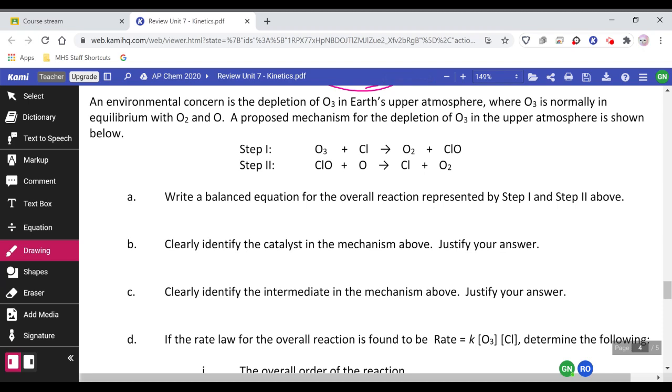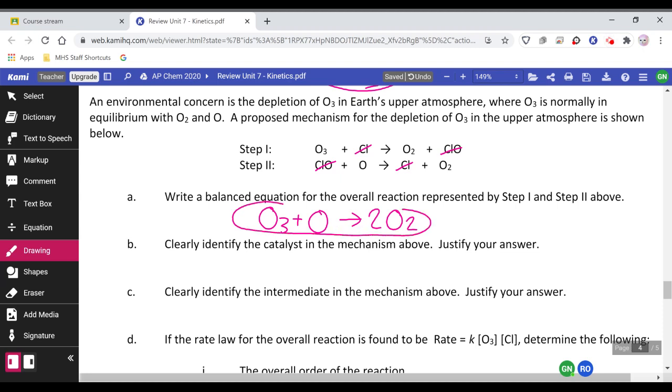So we want to, just like we did last time, cross out anything we can. We can cross out our chlorine. And that looks like all that we can cross out. So we're left with O3 plus O yields... Now, since they said it's in equilibrium, we would want to draw an equilibrium arrow there, but that's our next unit, so don't worry too much about that right now. And we have two O2s. Okay, so that's my overall.